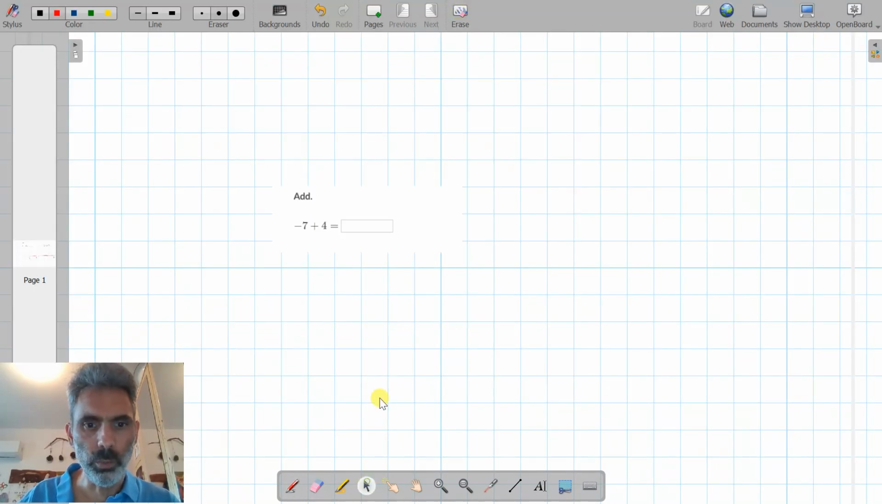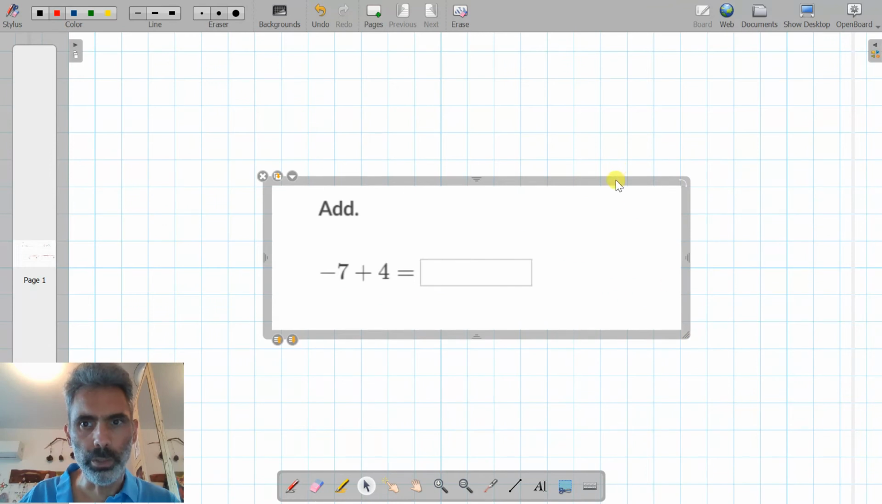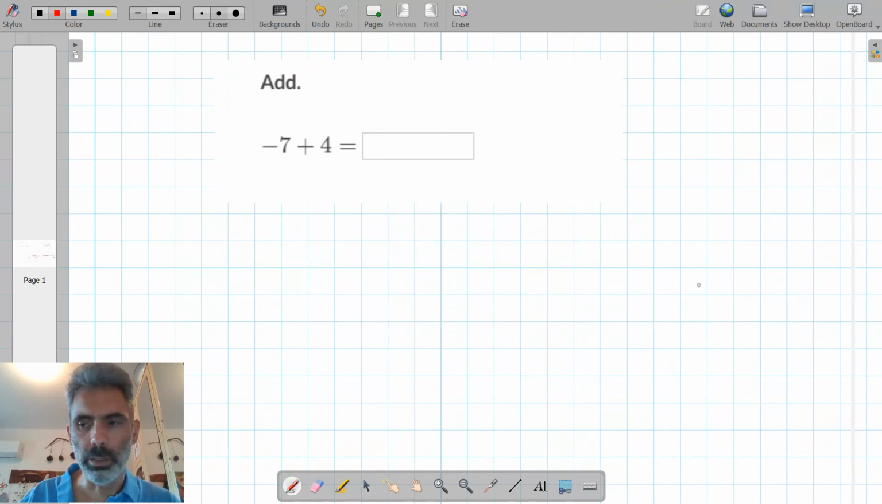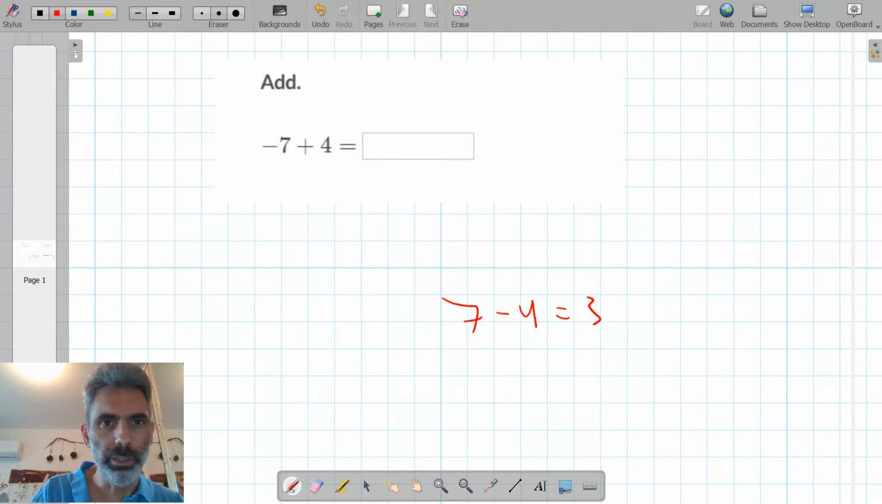Okay, so here we add two numbers with different signs, -7 and +4. So the difference between 7 and 4 is 3, but since the greater number of these two numbers is negative, we assign the negative sign to the result. So the answer is -3.